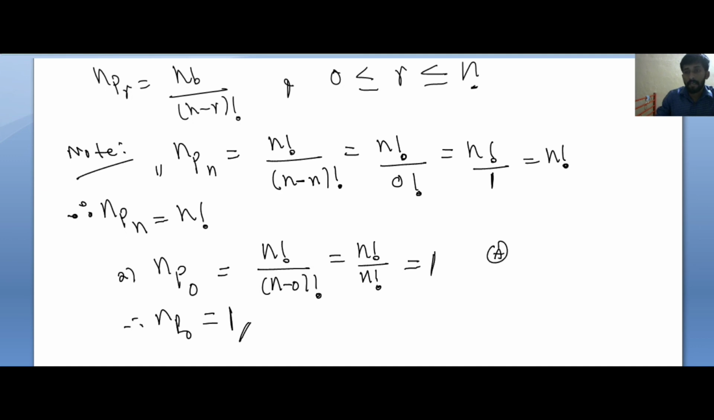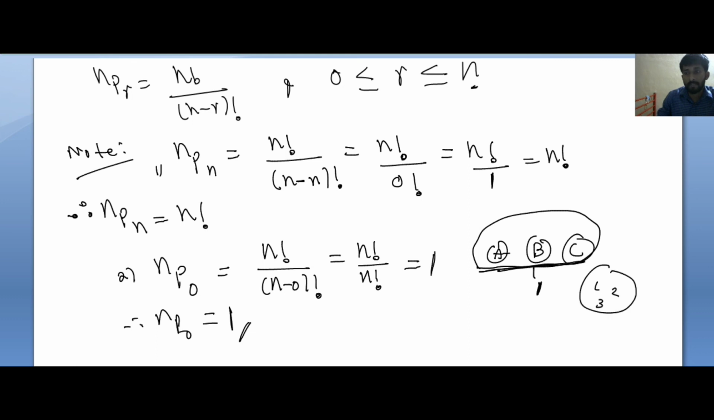Here see a, b and c, three objects are there. You are not arranging any objects. That means you are leaving the objects as they exist, right? You are not doing any arrangements. A, B, C, here three objects are there, you are leaving the objects as they exist. That's the only one possibility, right? Suppose three objects are inside a box, 1, 2, 3 objects. You are not doing any arrangements. That time, only one possibility is there, right? That means you are leaving the objects as they exist. That means there exists only one possibility. So nP0 means no arrangement.